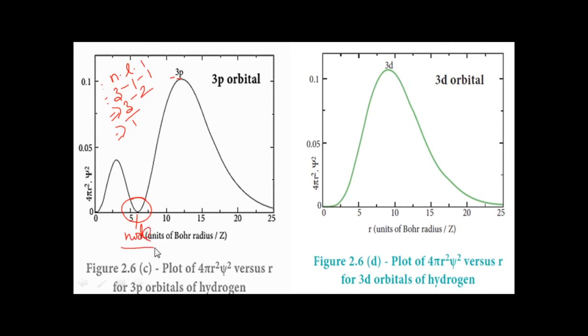How many maximas? N minus 1. 3 minus 1 equals 2. How many maximas? 1 and 2, so 2 maximas.